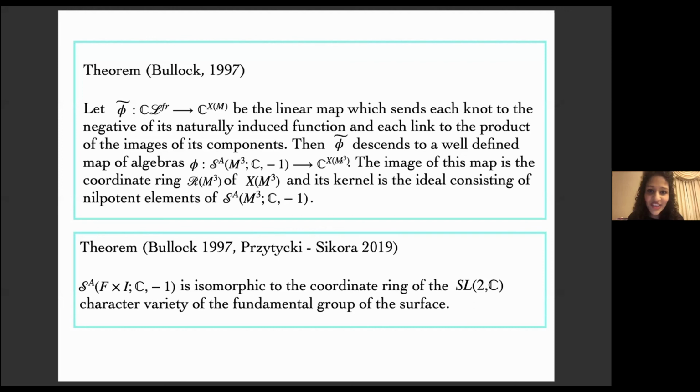I see a question. If we are considering links in a general three manifold, what do diagrams mean? What surface are we projecting the link onto? So this is only for surface I-bundles. If your three manifold is a surface I-bundle, then we can project the links in the surface I-bundle onto the surface, and then we can work with the link diagrams.